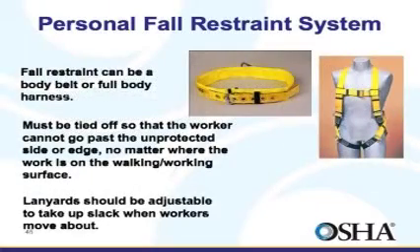Personal fall restraint is used mainly for edge work. It can sometimes be difficult to keep the proper slack and is not used for most residential roofing work. Fall restraints can be a body belt or a full body harness. It must be designed so that the worker cannot go past the leading edge, no matter where the work is being done, and the system should be adjustable to take up slack when workers move around to perform their jobs.